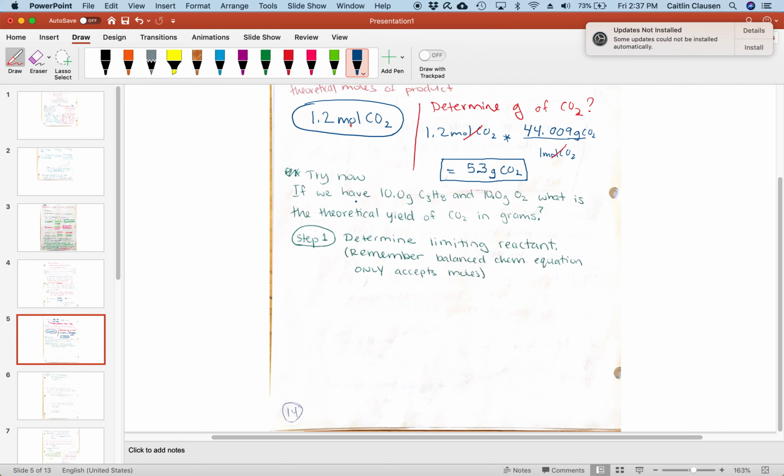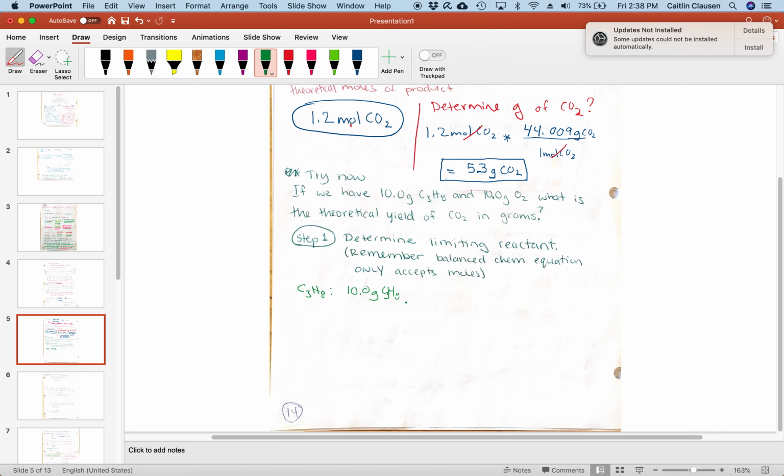If we have 10.0 grams of propane and 10.0 grams of oxygen, what is the theoretical yield of CO2 in grams? So step 1, determine the limiting reactant and use that balanced chemical equation. If you want to pause the video now and try it, please do so. I highly recommend that you do before you continue on. So this one has a little bit of an extra step.